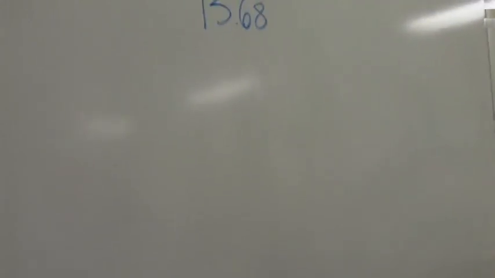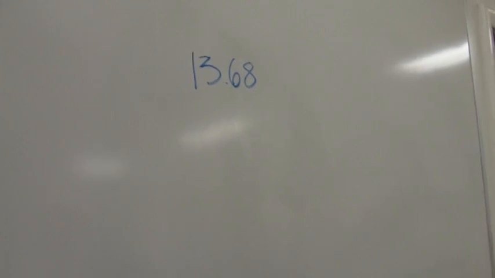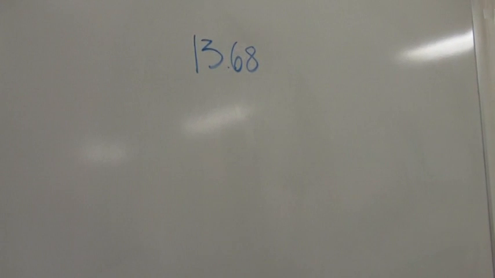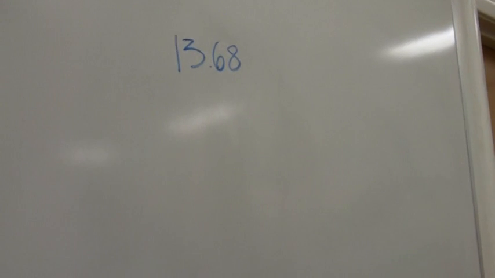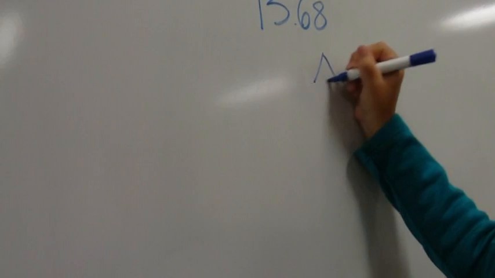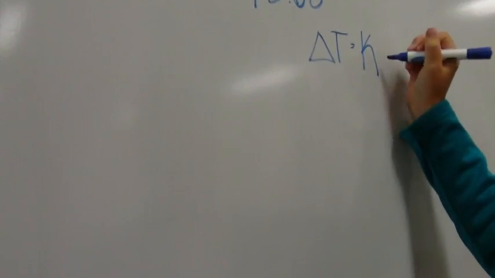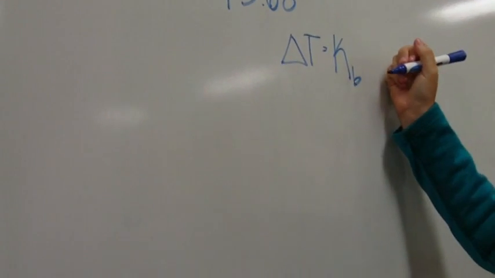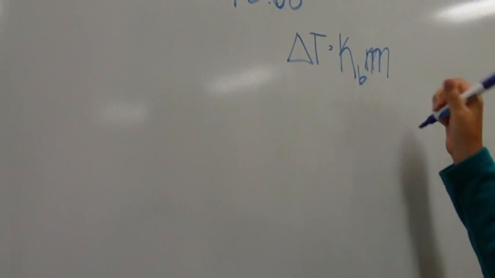13.68. A solution of 14 grams of non-volatile, non-dissociating compound in 0.1 kilogram of benzene boils at 81.7 degrees Celsius. Calculate the molecular mass of the unknown. All right. So for this problem, we're going to want to use this equation. Delta T is equal to Kb, the boiling point elevation constant, times molality.